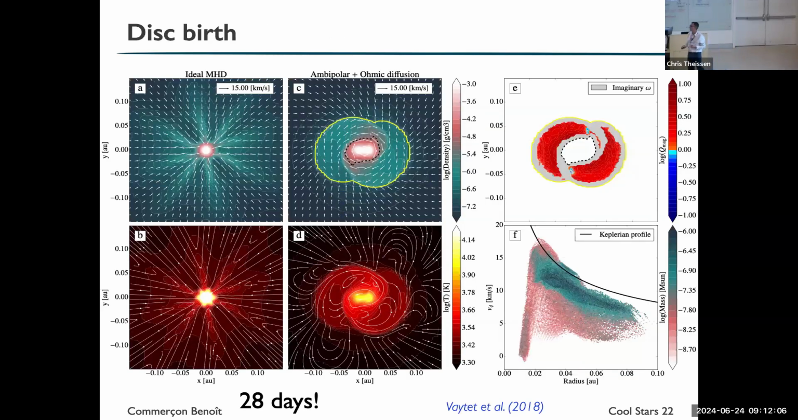What about the disk? Here I show density map and temperature map, ideal MHD, non-ideal MHD on the right. You see that with ideal MHD, no disk is forming. But with non-ideal MHD, we form a disk around the second core. This disk triggers spiral arms. It is gravitationally unstable. It expands quite rapidly, as in the hydro case, and it is in Keplerian rotation. I show this picture, and this picture is only 28 days after the second core formation. So it's a very short time integration.